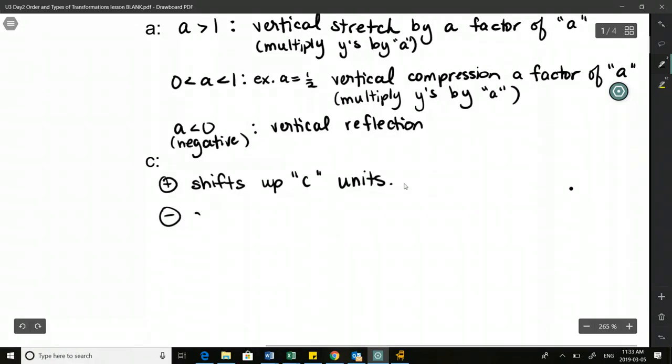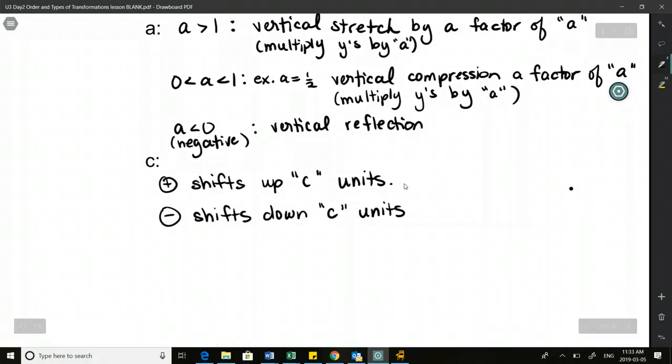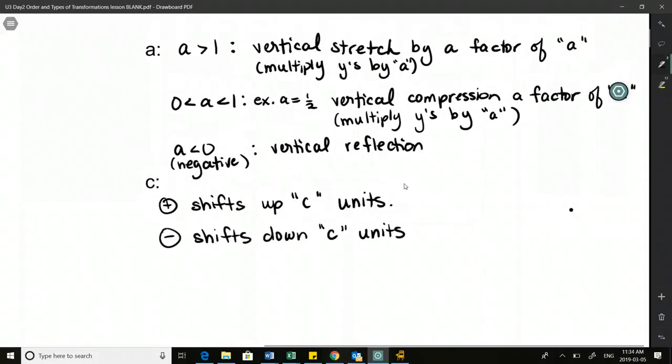If C is negative, it will shift our graph down that many units. So it shifts down C units. Pretty straightforward. Positive up, negative down. The important thing is, again, to remember that these are vertical changes, so they change the y coordinates of whatever function we're working with.